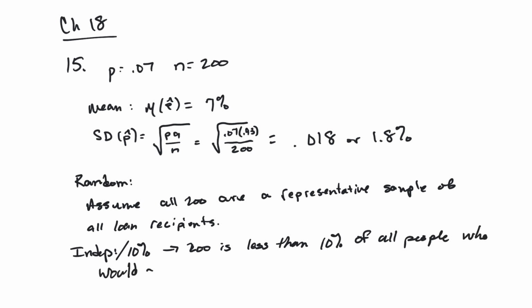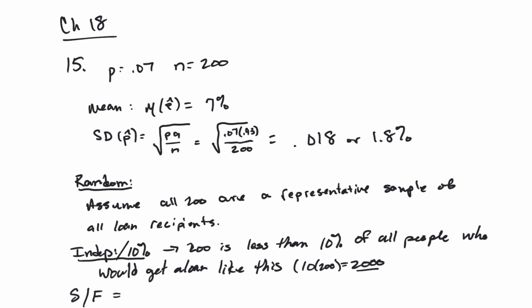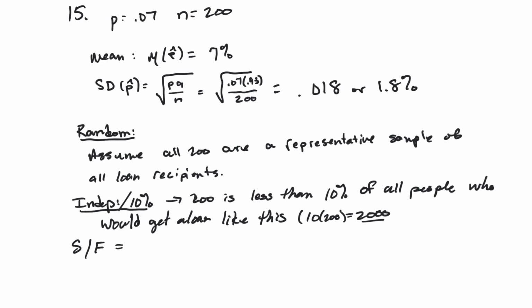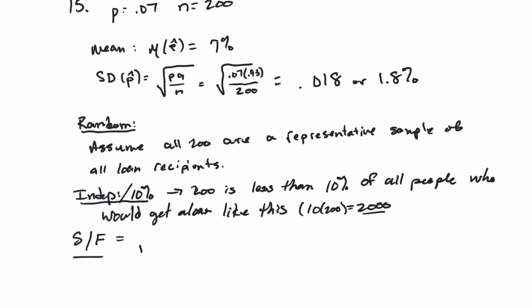For independence / 10%, whenever you're sampling without replacement, you are not going to use independence, right? Because it's not independent. We're going to be using 10%. We know that if we chose 200, that's going to be less than 10% of all people who would have gotten a loan in this situation. We know that because there would be thousands of people, possibly millions of people, in possible banks that could have gotten a loan in this kind of situation. So I don't have to really worry about that kind of sample size. There's more than 2,000 people getting a loan.